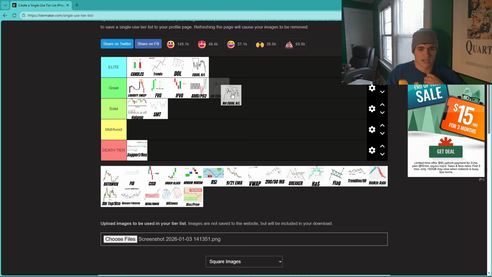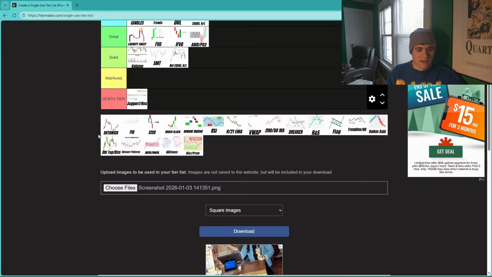Now, relative equal highs or lows, I would say are solid because it's not exactly equal. And sometimes there'll be relative equal highs and lows on both sides in periods of consolidation. So it's more about waiting for one side to get taken out and maybe what's under it. Like if there's a bullish fair value gap that you manipulate down into, then it can be a really good thing. I would say they're solid on their own, but under the right conditions, they're like elite or great.